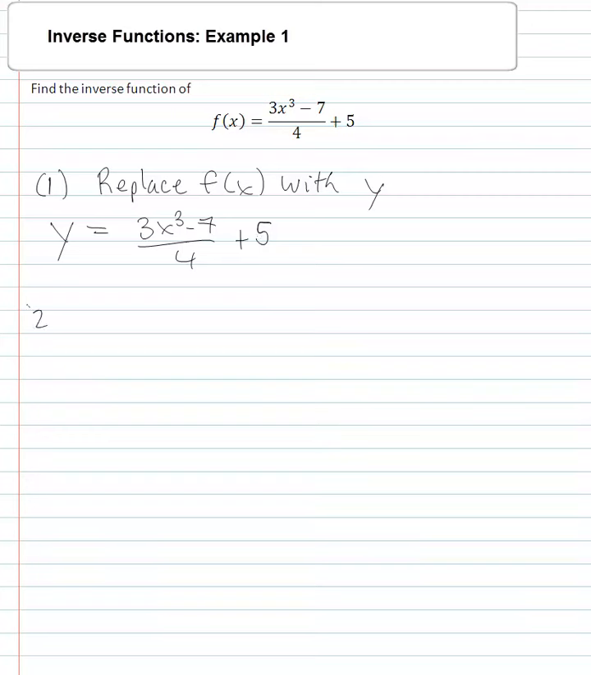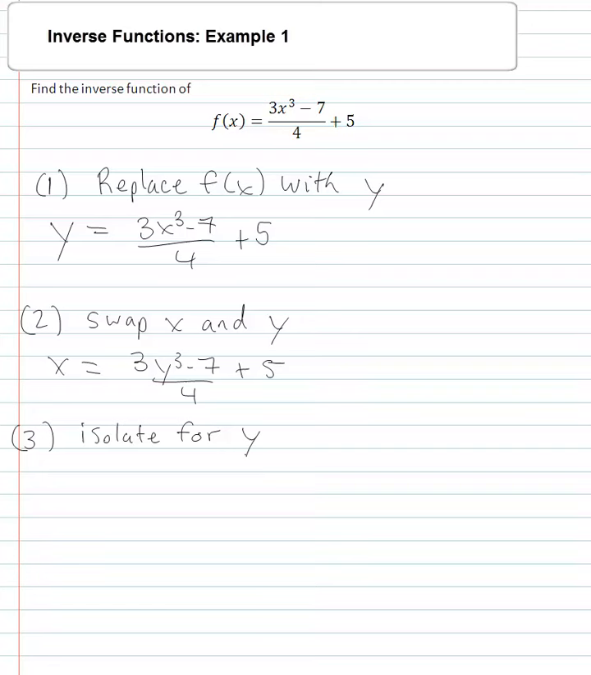The second step is to swap x and y. So by doing that, we get x = (3y³ − 7)/4 + 5. The third step is to now isolate for your y. So in this case, the first step is to move this 5 over. So we get x − 5 = (3y³ − 7)/4.